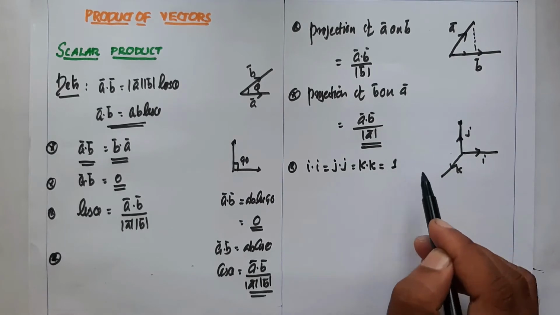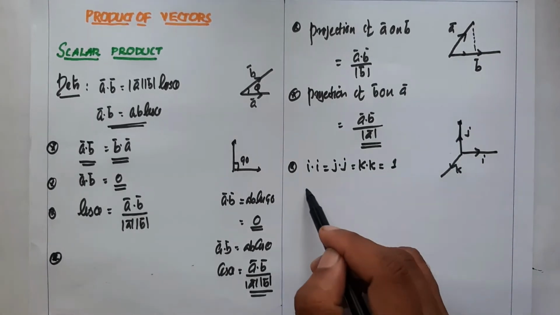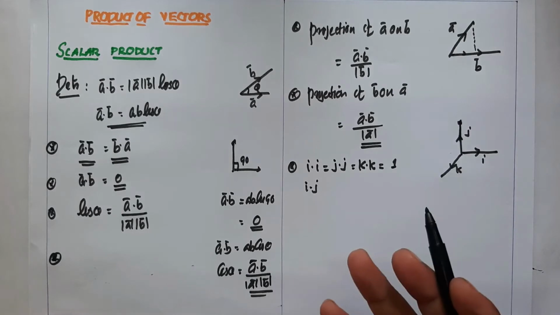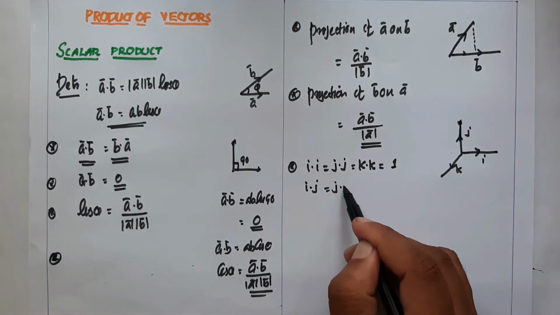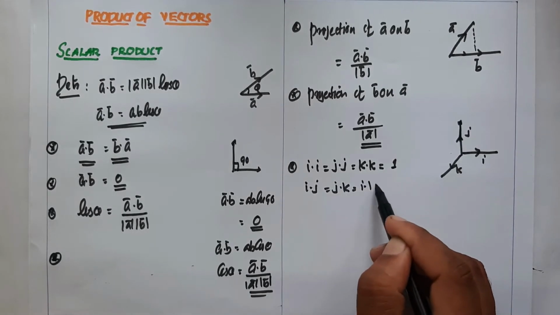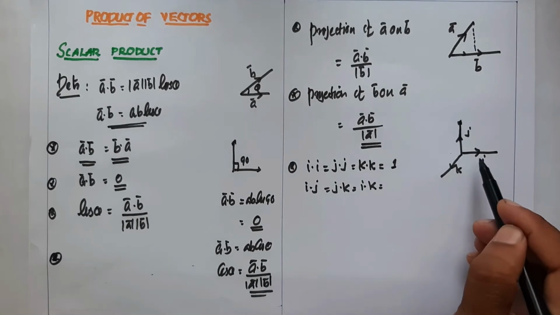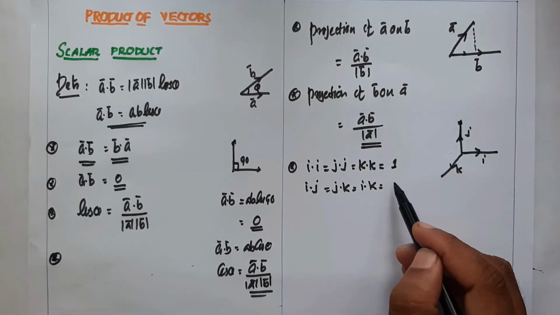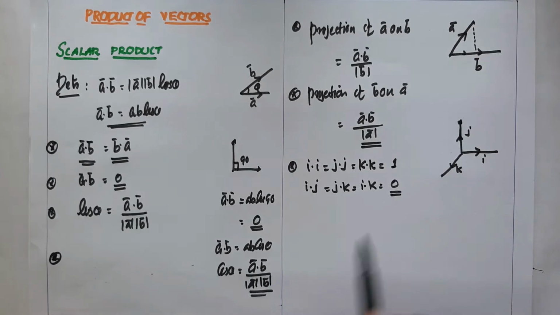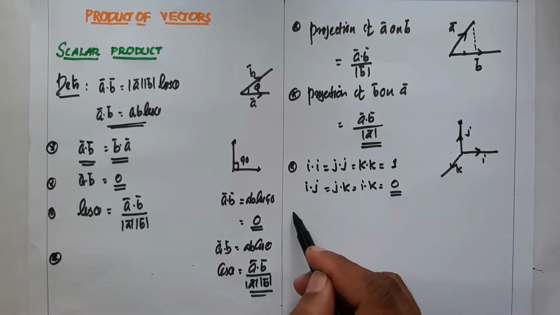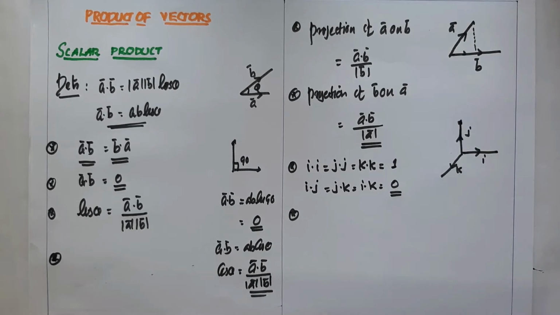So i dot i equals j dot j equals k dot k equals 1, and if they are different unit vectors, then i dot j equals j dot k equals i dot k equals 0, because they make an angle of 90 degrees and cos 90 is 0. If they are different unit vectors, then the dot product becomes 0. It's also a very important result.